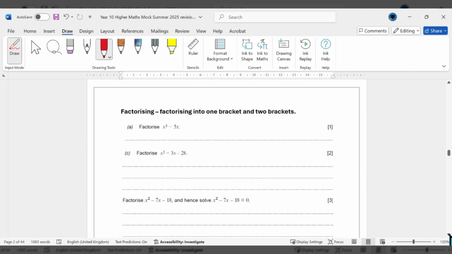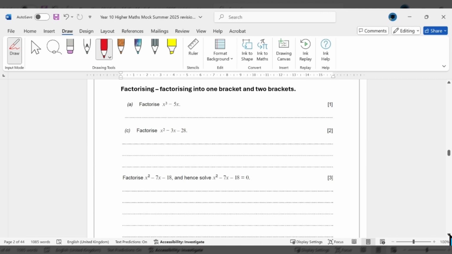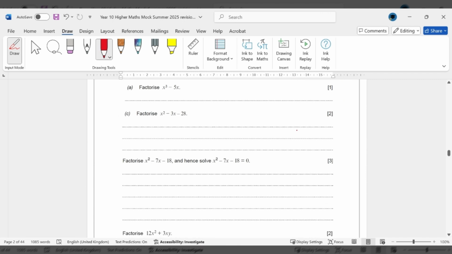Okay, so the ones that I'm interested in for now are, how do I factorize this? I'm looking for 2 numbers that times to make the end number, and the end number is minus 28, that add or take away to make the middle term. And the middle number is minus 3, important. All right, that is minus 28.